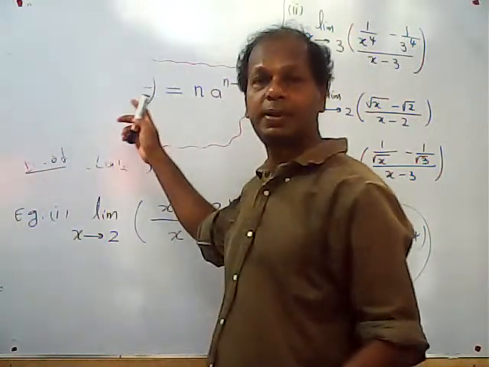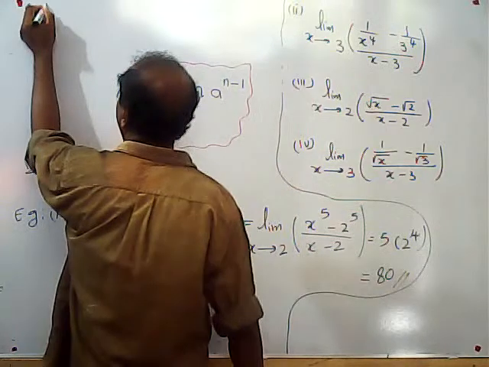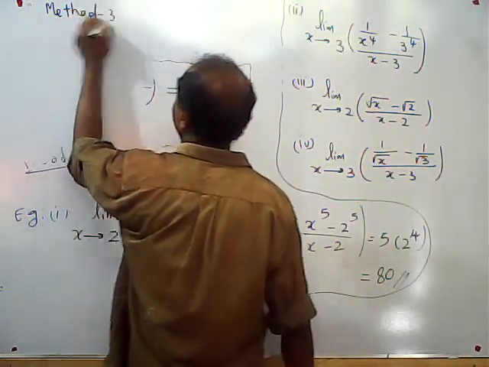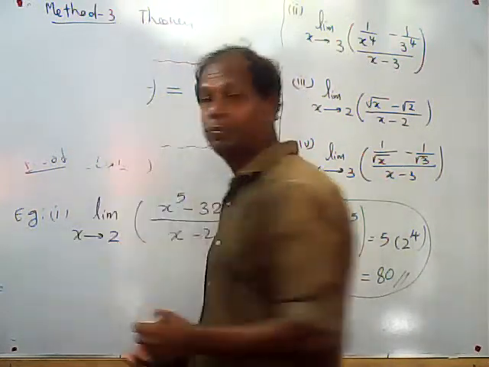This theorem is method 3. Okay, I have forgotten to write that. You can write method 3 and then the theorem, right? This theorem is method 3.